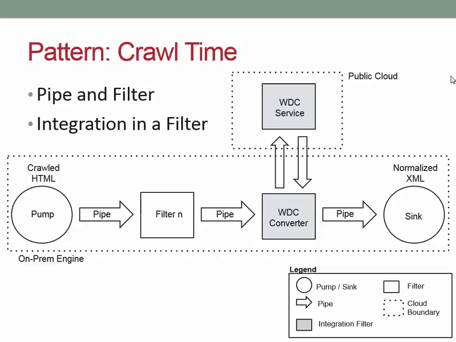We would basically take the crawled HTML in this case, or PDF documents, or Word documents, and then pass them through filters until we got to our custom integration. And this custom integration would then call out to our REST-based services to enrich the data that we retrieved. And so, a very simple crawl time integration.